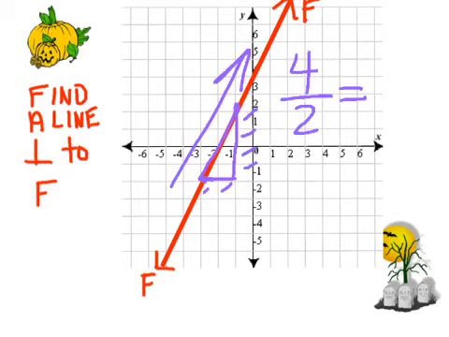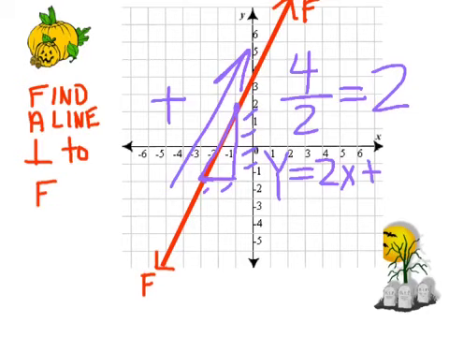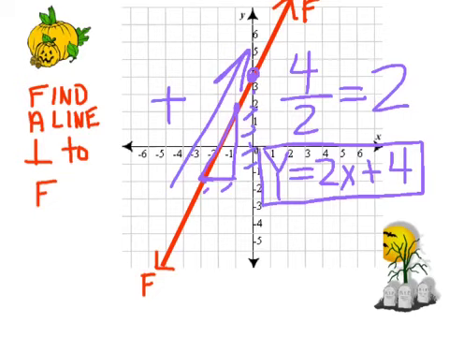It's rising to the right, so what's that mean? It's going to be positive. 4 over 2 can be reduced to what? 2. So our slope for this line is 2. What's our y-intercept? Remember, y-intercept is where the line crosses the y-axis. Should be right here. This is our equation for our line.